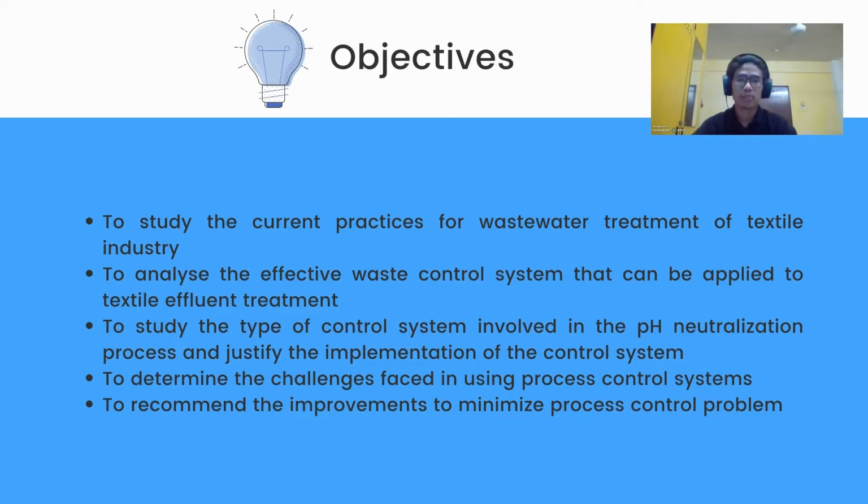The objectives for this project are to study the current practices for wastewater treatment of textile industry, to analyze the effective waste control system that can be applied to textile effluent treatment, to study the type of control system involved in the pH neutralization process and justify the implementation of the control system, to determine the challenges faced in using process control systems, and to recommend the improvements to minimize process control problems.